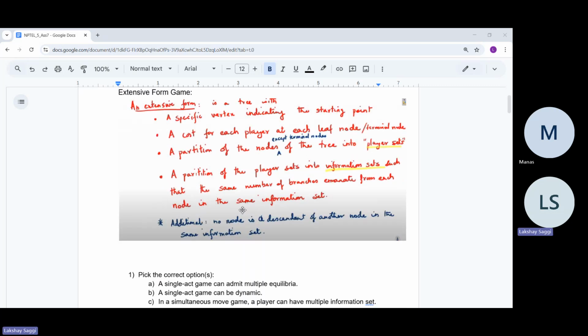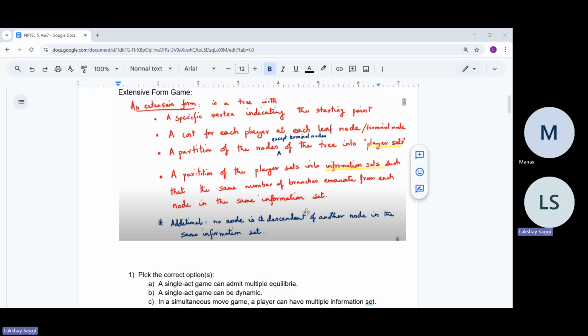And there is an additional constraint. Usually, in the standard definition of an extensive form game, this constraint is considered, but it's up to us whether to adopt it as a convention or not. It is the condition that no node is a descendant of another node in the same information set. This corresponds to the assumption of absent-mindedness, which was discussed in the lectures also.